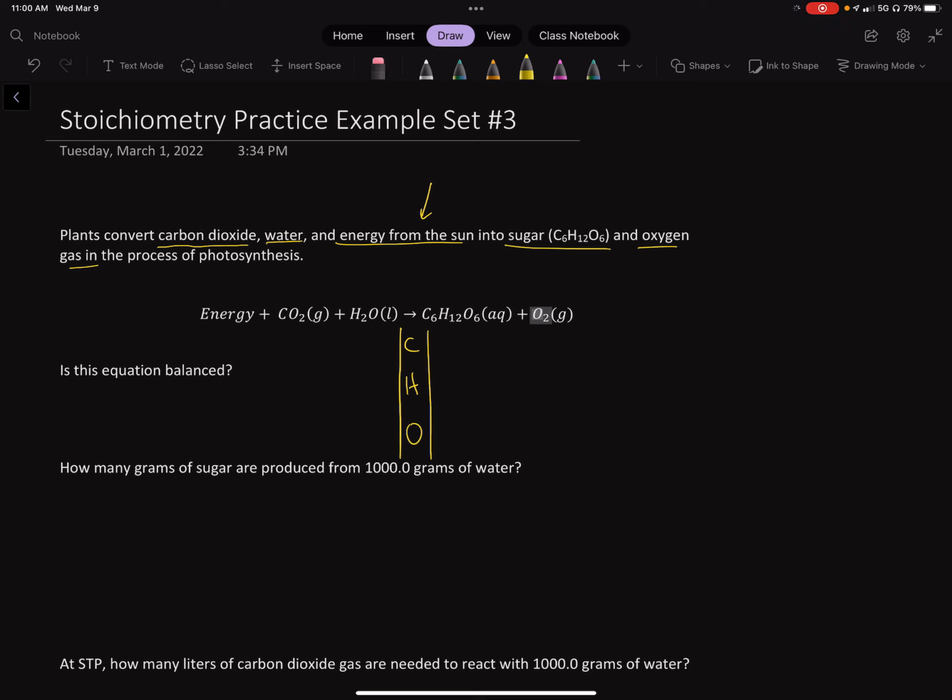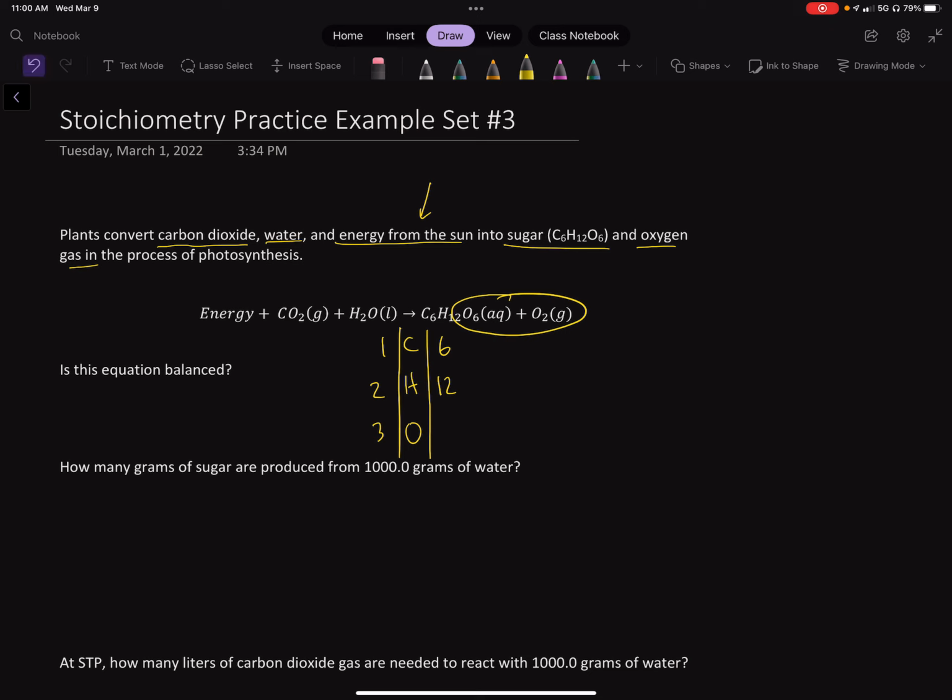But we'll also use the column to kind of keep track of what we see on both sides. So first up, I've got one carbon on the left from the CO2, and then I've got two hydrogens from the water, and I see three oxygens total on the left side. On the right side, we've got 6 carbons and 12 hydrogens, and then there's actually 8 oxygens. So step one, let's just balance the carbon.